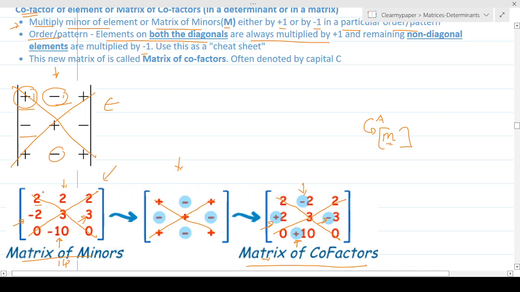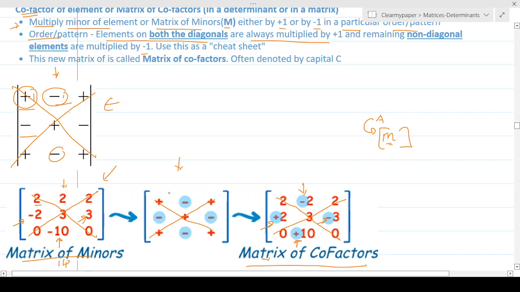Either you can take one element at a time, or you can take the whole matrix, does not matter, as long as you apply the simple logic of alternating plus or minus sign. A lot of textbooks also explain it that way, that you alternate the plus or minus sign, plus, minus, plus, and so on and so forth. So whatever comes to you, you can use that, whatever is easy for you.